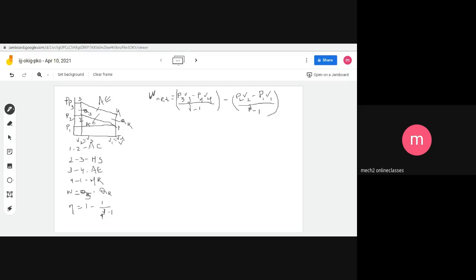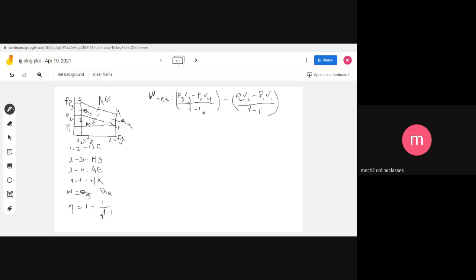So this is the formula for net work done. We extracted it from the PV diagram: P3 V3 minus P4 V4 by gamma minus 1, minus P2 V2 minus P1 V1 by gamma minus 1. So next we'll continue with the derivation now.